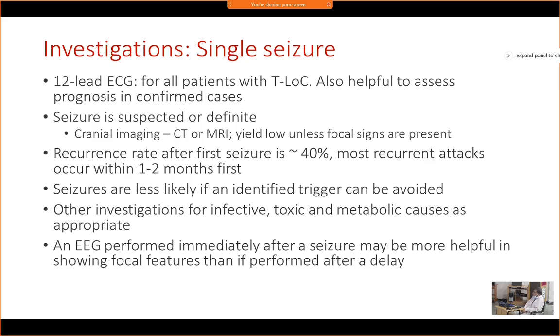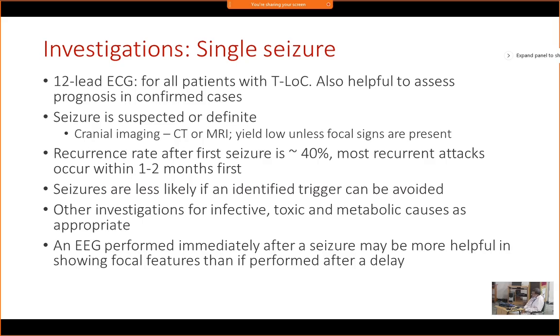Then you have to know what is the recurrence chance after a single seizure. The recurrence rate after the first episode is about 40%. And most recurrent attacks occur within the first 2 months of the first seizure. So if a person had a seizure episode on a particular day and he has come to you after about 6 months, you have done the baseline investigations and found that there is nothing abnormal, then the chances that he or she will have another episode is quite remote. If the chances were there, they would have developed almost within the first month. And seizures are less likely if an identified trigger can be avoided.